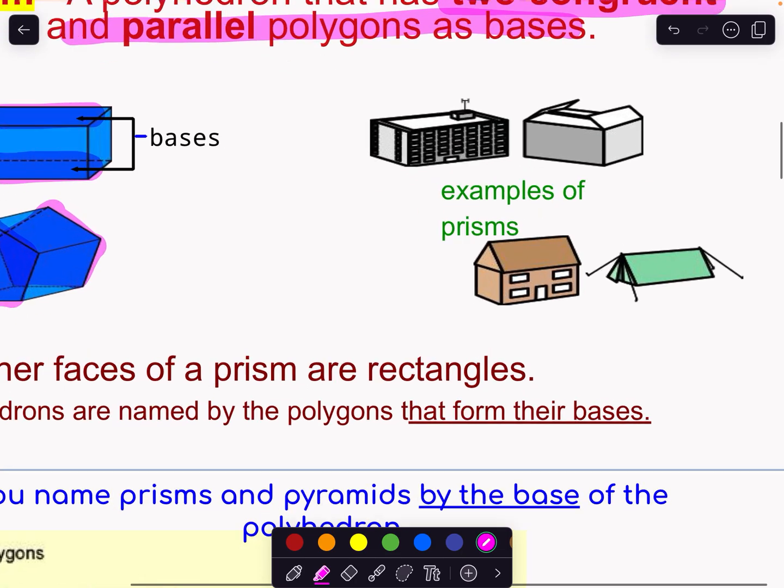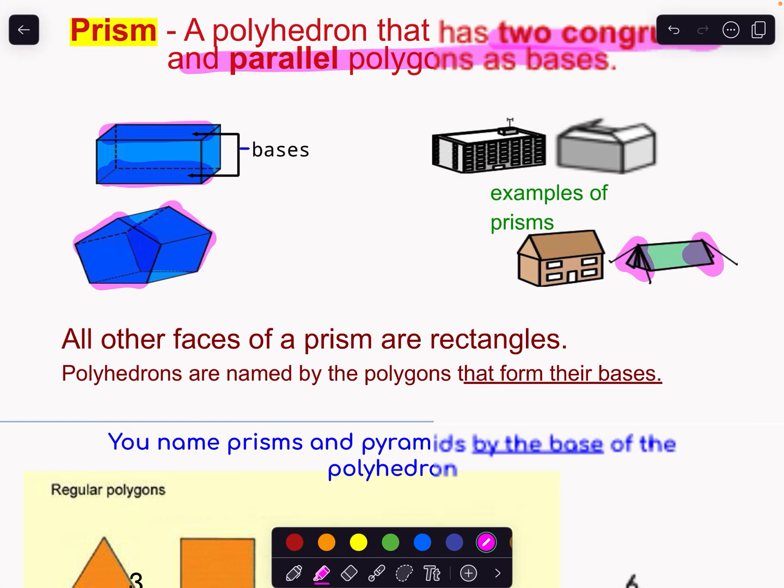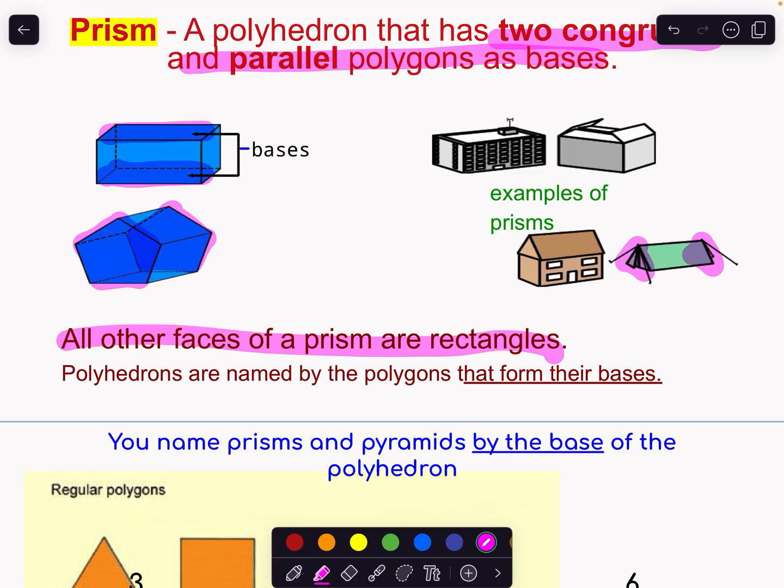Here's some other examples, right? Like this tent, the bases would be the triangle ends. It wouldn't just be the bottom. A lot of times when we say base, we think the bottom of something because that's how we use it when we speak, right? But the base is the two congruent parallel sides. Those are the bases. Every other face of a prism is a rectangle.